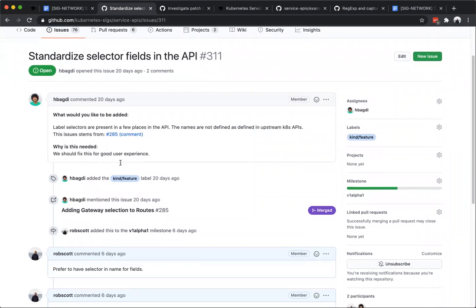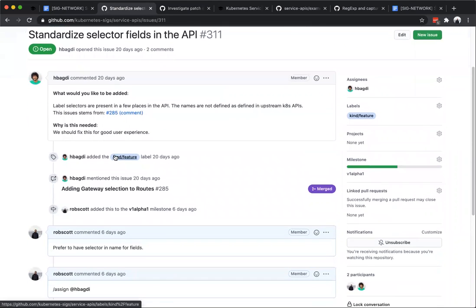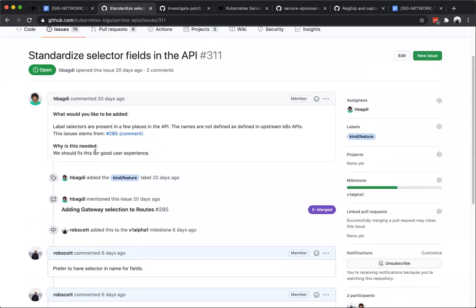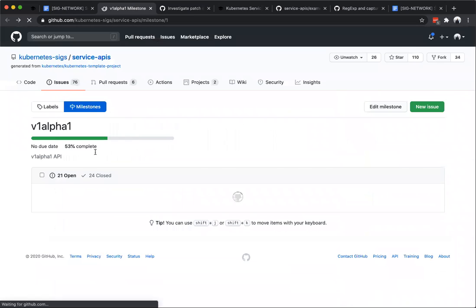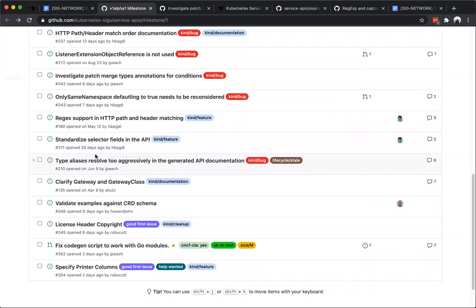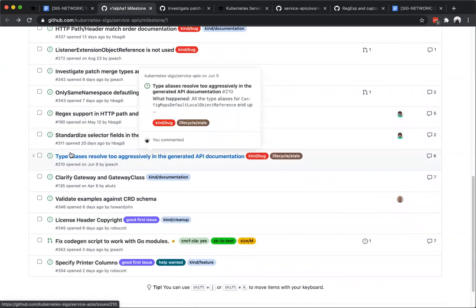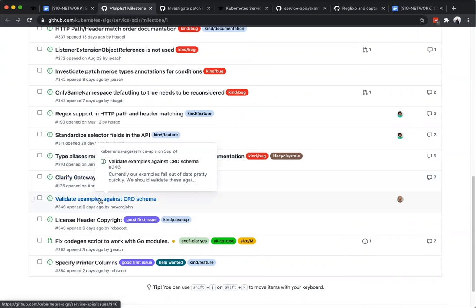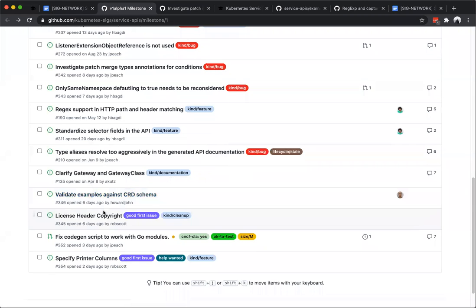Oh, this is the naming, right? Where some fields have selector in the name and some don't. Yes. Okay. Makes sense. I think I have one that will solve this one. I just need to link the two together. Gateway and gateway class, just another documentation one. Yeah, this is straightforward.